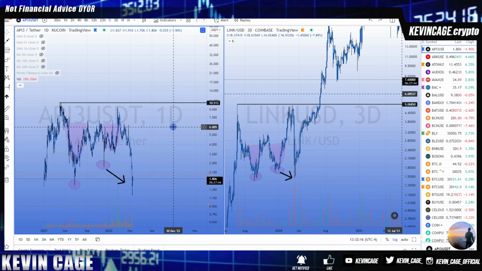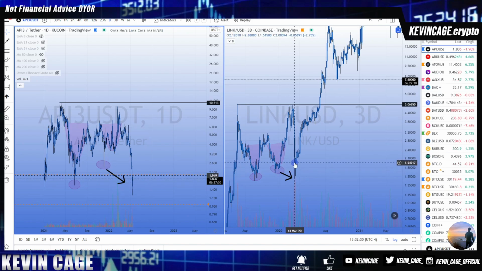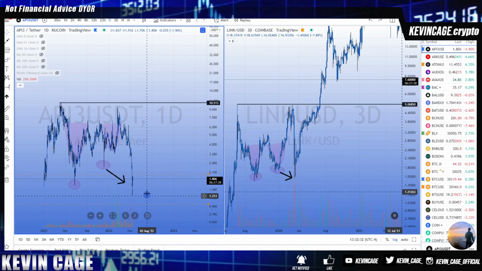I've been in crypto for 5 years. I was trading Forex beforehand. I've made every mistake in the book, and I still do to this day. If you are not making mistakes, you're doing something wrong. So you can see Chainlink again creates that new low. You can see that we have a new low with the API3 price chart.